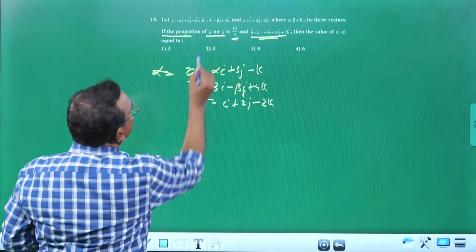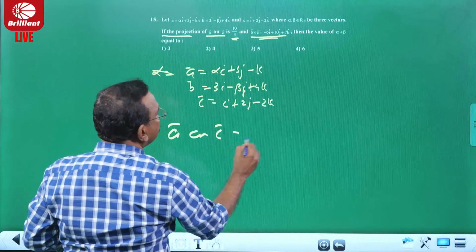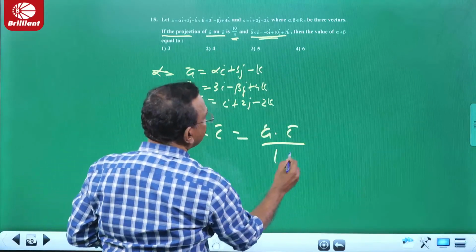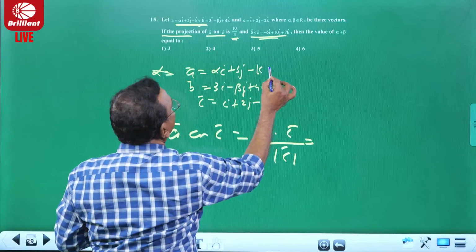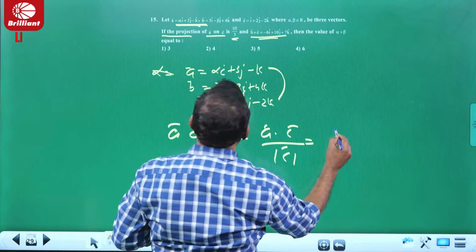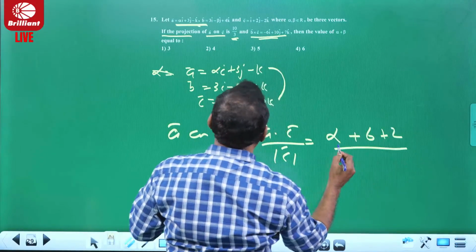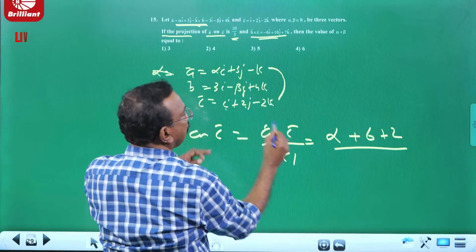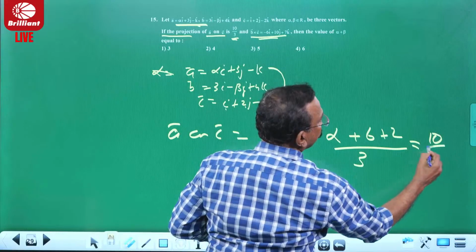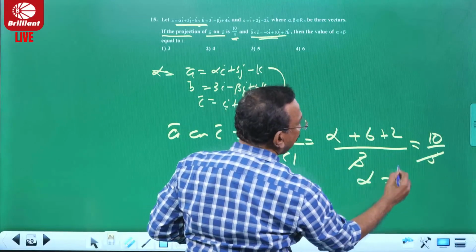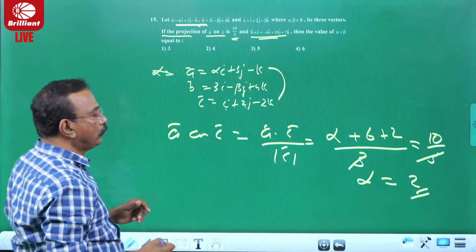You can see A on C. What is the projection of A bar on C bar? It is equal to A bar dot C bar divided by mod C bar. So A dot C is equal to alpha plus 6 plus 2, divided by the square root of 1 plus 4 plus 4, which is 3. That is given as 10 by 3. So we can cancel this, and alpha is directly 2. So alpha should be 2.